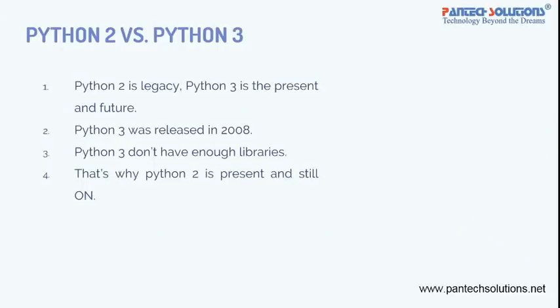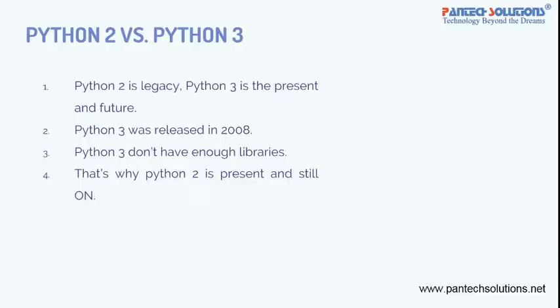We can split Python into two types: Python 2 and Python 3. Python 2 is somewhat complicated when compared to Python 3. Python 2 is legacy and Python 3 is the present and future, because for Python 2 they stopped the packages, so it's expired. Now Python 3 is running successfully and the present version is 3.9.